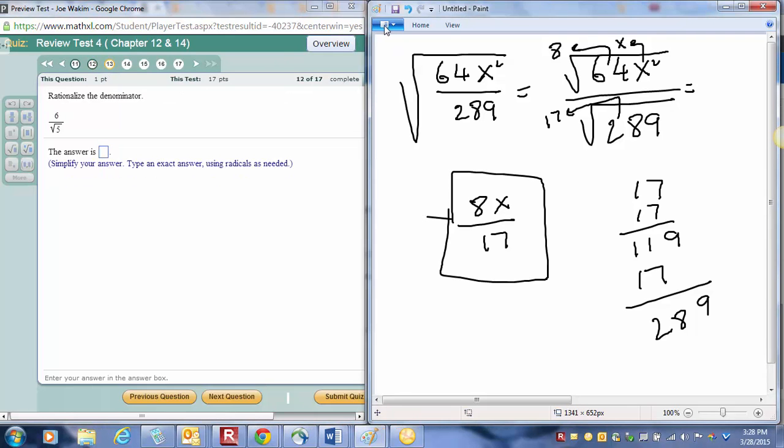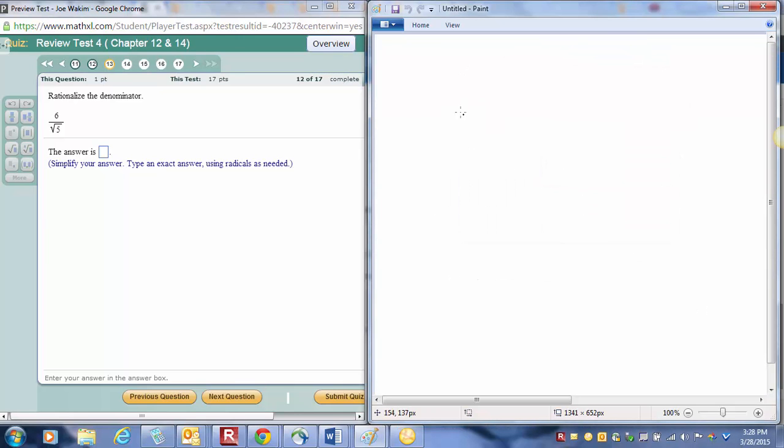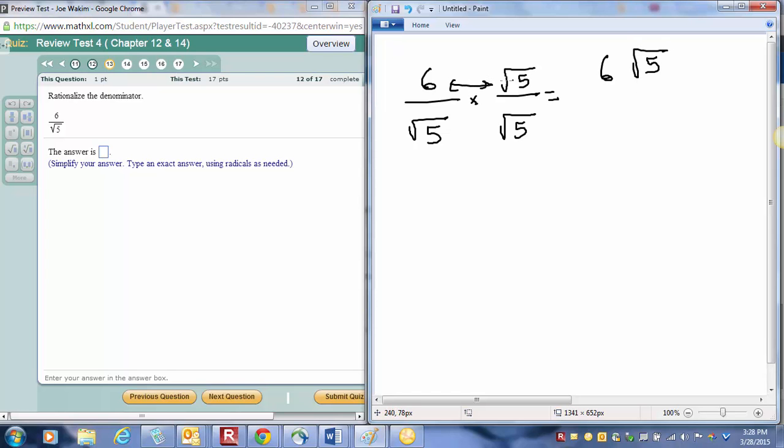Number 13. Let's do number 13, and now we have to rationalize. This is 6 over square root of 5. Notice that 5 is not a perfect square. It will not simplify. So to rationalize, we're going to multiply up and down by square root of 5. Why are we doing this? The numerator will not simplify. It will stay like 6 square root of 5 when we multiply.